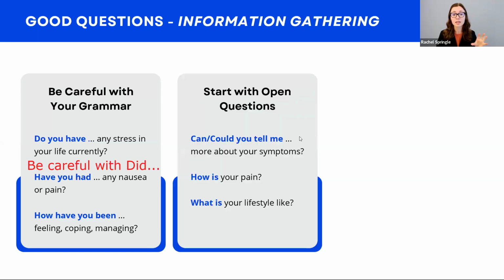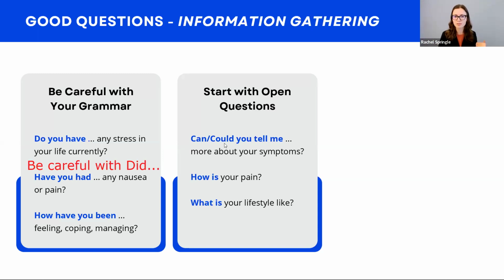Okay. Here's your other grammar tip, and this one's more about the type of question. So start with open questions. There are 3 ways to do this. Can or could you tell me? Could you tell me more about your symptoms, for example? How is your pain? What is your lifestyle like?